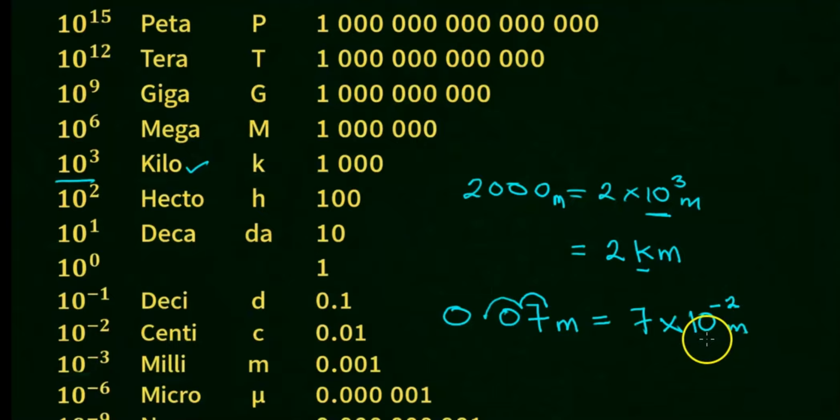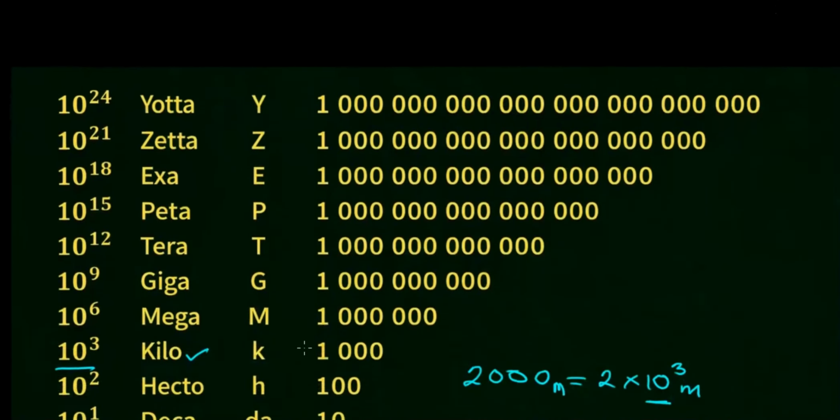10 exponent negative 2 can be represented by a prefix, and that prefix is centi. So 10 exponent negative 2 is centi. So in place of 10 exponent negative 2, I will just write C to represent the whole of this. So this is also going to be equal to 7 cm, 7 centimeters, instead of saying 7 times 10 exponent negative 2 meters. So make sure to get all these into memory.